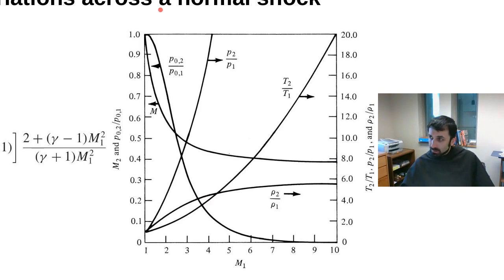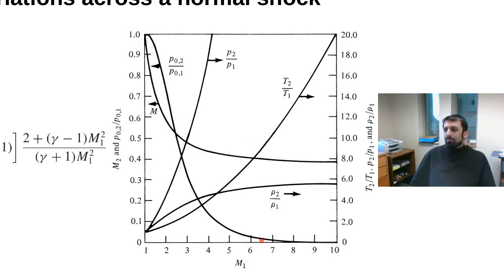Other things of interest: while total temperature stays the same, total pressure does not, because shock waves are entropic. In order to satisfy that, the total pressure, the stagnation pressure, has to decrease. If you look at the stagnation pressure ratio, P02 over P01, it's this curve here. It's always going down with respect to Mach number, and it tanks pretty dramatically, which is not that desirable.